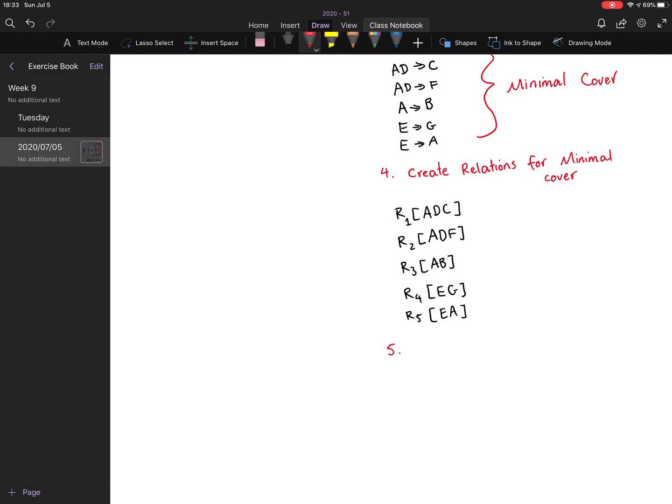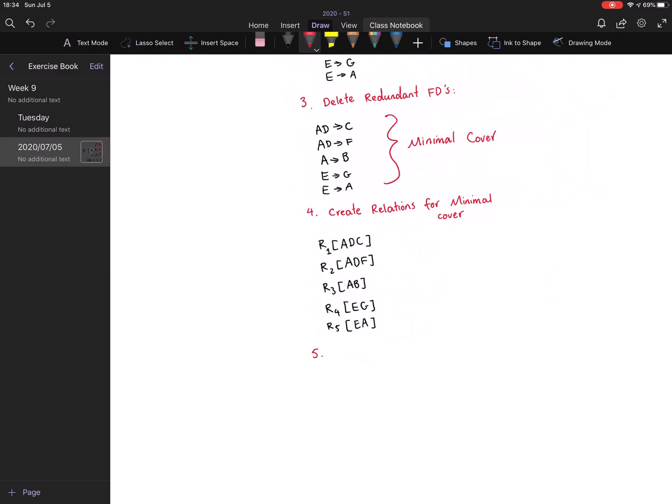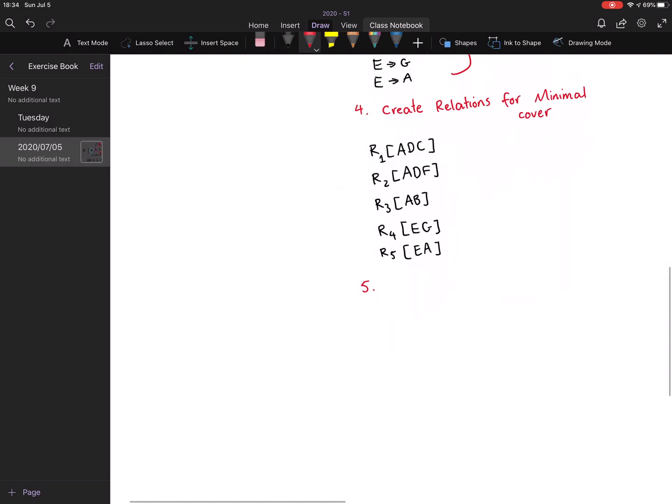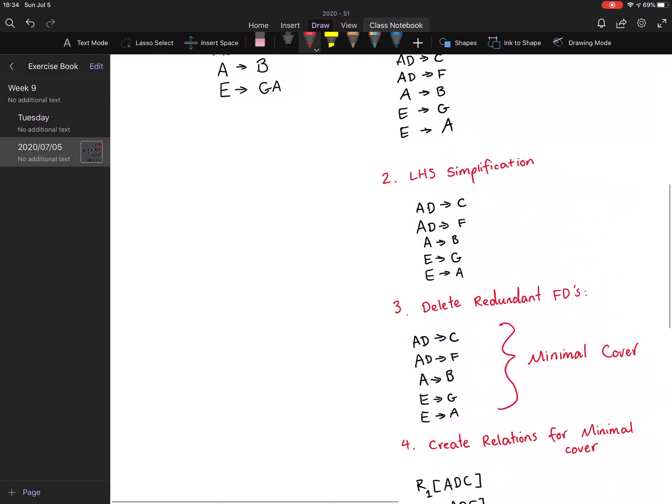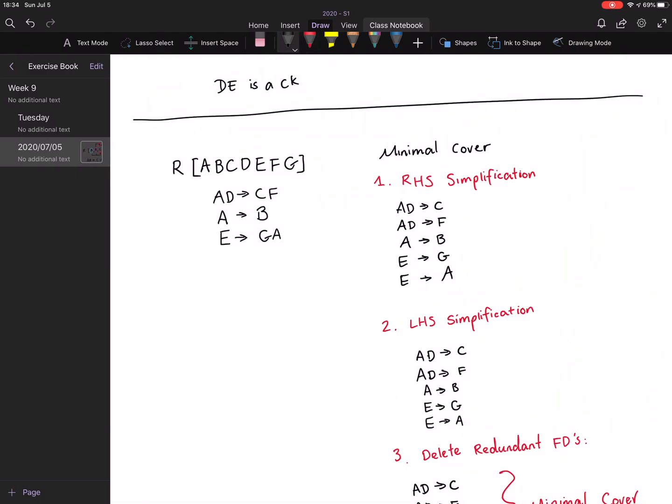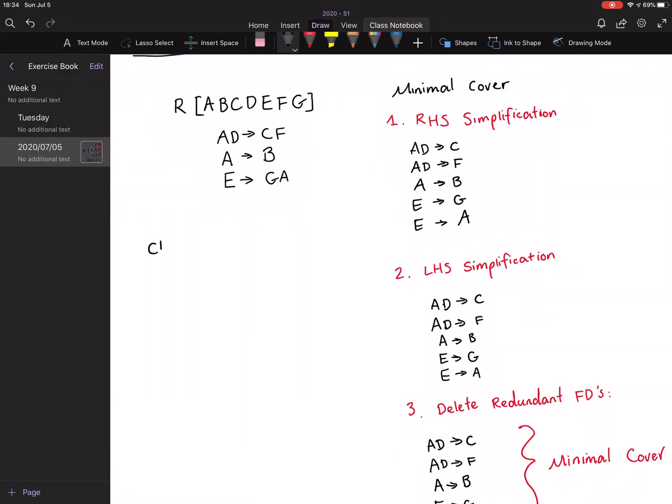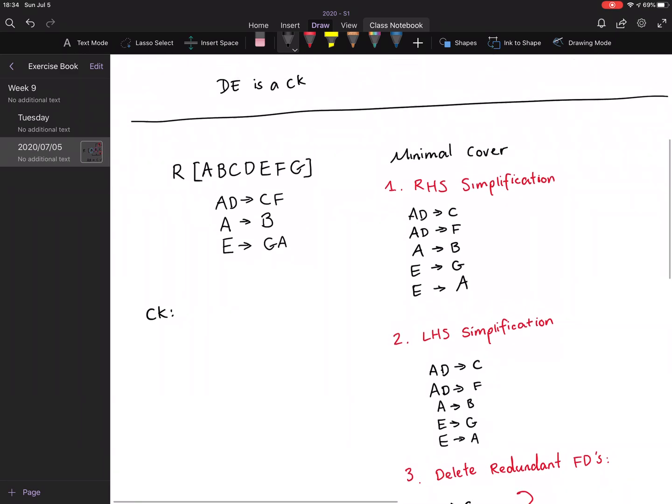create relations for missing candidate keys if it excludes the right-hand side. Okay, so basically we have to first and foremost find a candidate key, which I have covered in my previous video, so please go and check that out. But I'm just going to compute the candidate key for this one. So CK is going to be AD implies C and F. A implies B. E implies GA.